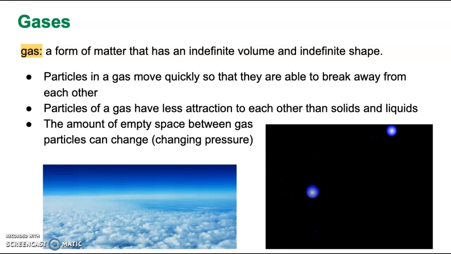The amount of empty space between a gas particle and the next gas particle has the ability to change so long as the gas has enough space to expand. If the gas is compressed into a small space, which can sometimes happen, then that gas is going to have a really high amount of pressure. When we get to our sections on the gas laws, in Section 2 and Section 3, we'll talk a little bit more about this changing of pressure that gases are able to produce.